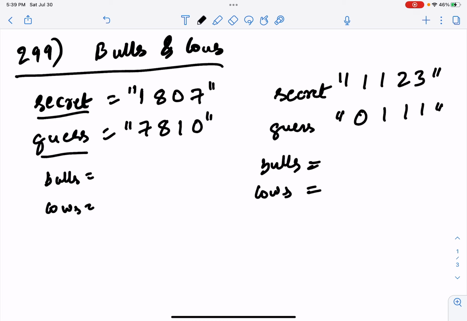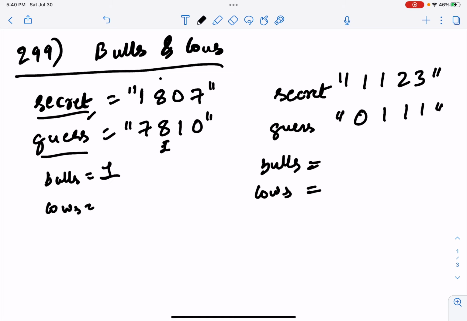as: if you have a number in guess at an index i, and you have the same number in secret at the same index i, then you have a bull. So here at index 1 we have 8 in guess, and at the same index 1 in secret we have 8. So the number of bulls would be 1.